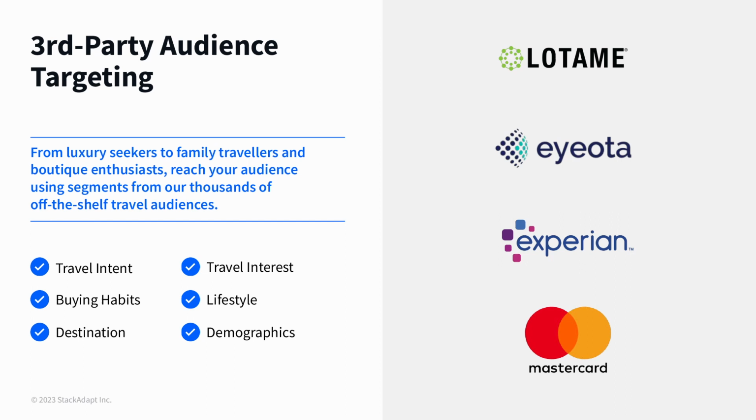We also have outside of Adara a number of third-party data providers too. So you can see on the right here, we've got Lotame, IOTA, Experian, and MasterCard. These are really useful for identifying anyone from luxury travelers right the way through to family and budget travelers. They give you insights into travel intent, into travel interest, into historical buying habits, particularly through things like MasterCard and Experian. Lifestyle can be a really important factor here, as can destination and then demographics for those of you that are interested in, for example, household income before targeting a particular audience.